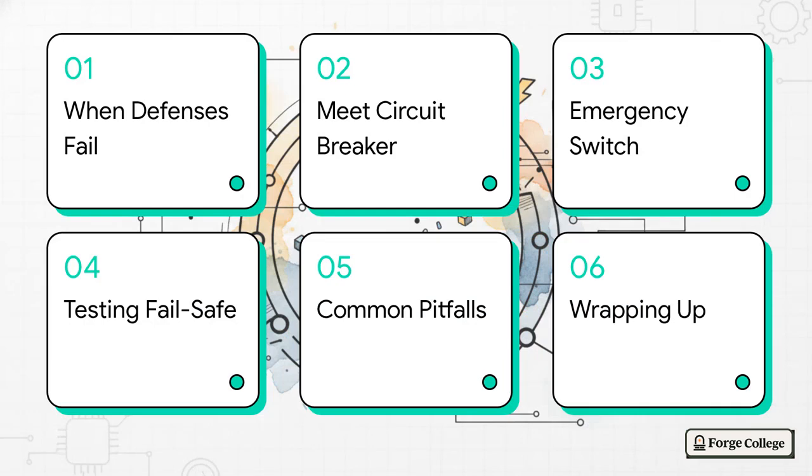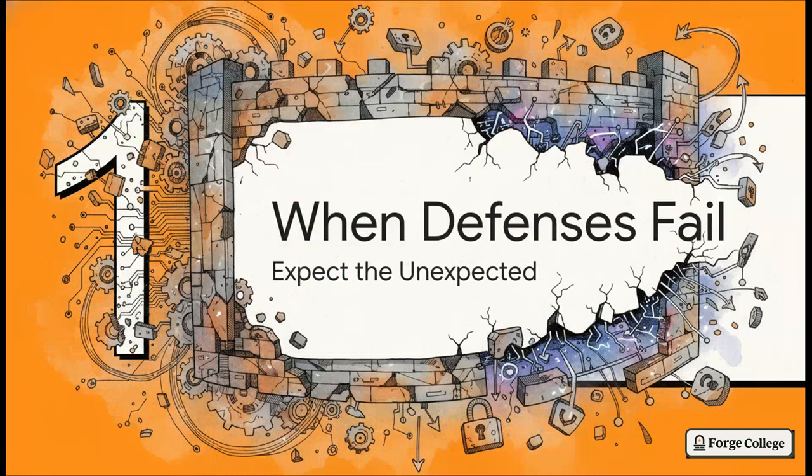Okay, here's our blueprint for today. 1. When defenses fail. 2. Meet the circuit breaker. 3. Building the emergency switch. 4. Testing your failsafe. 5. Avoiding common pitfalls. And 6. Wrapping up the breaker. Let's dive right in.